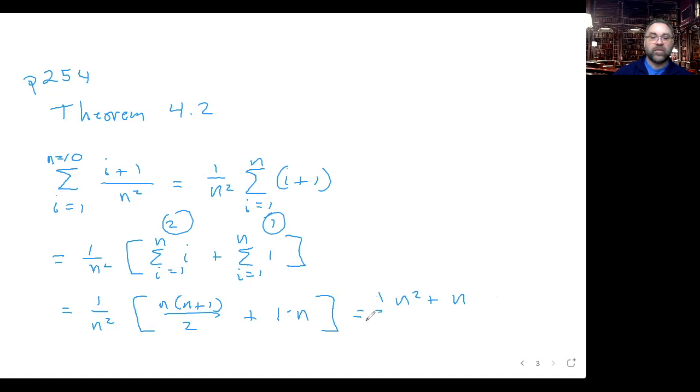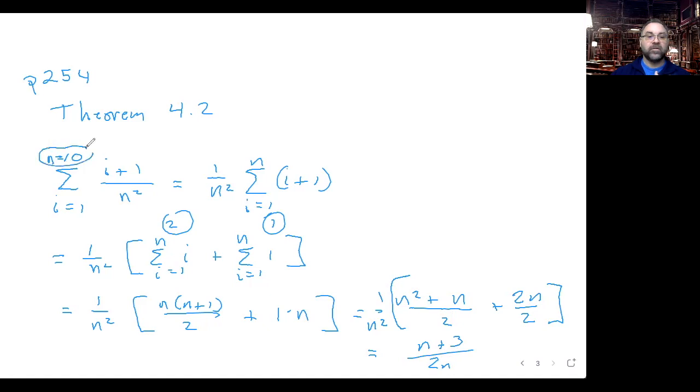Oh, sorry, I forgot my 1 over n outside. n squared over 2 plus 2n over 2, like so. And so that's how we get to our n plus 3 over 2n. And now if n is 10, as it was up here at the beginning, you can see this is going to be 13/20. And that's how those formulas can help you out.